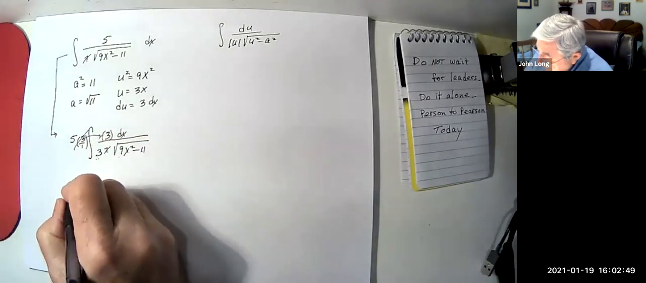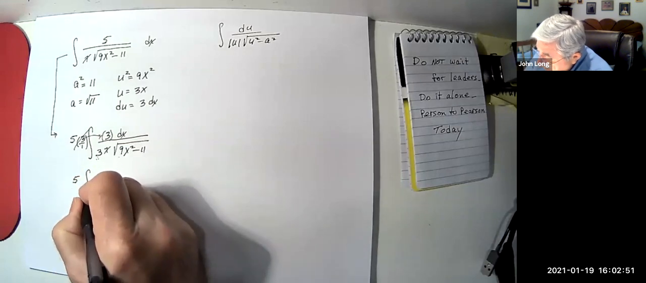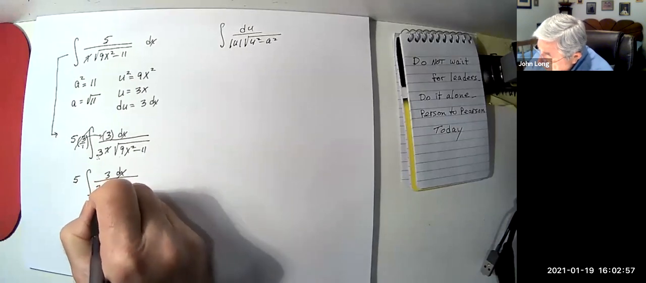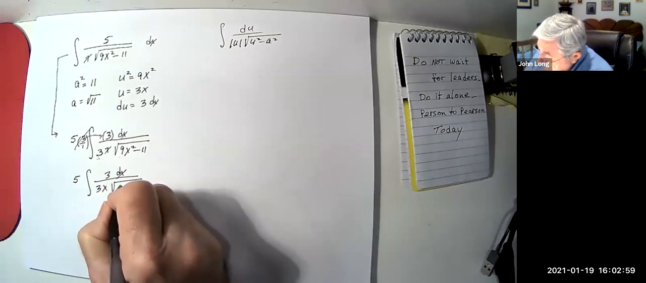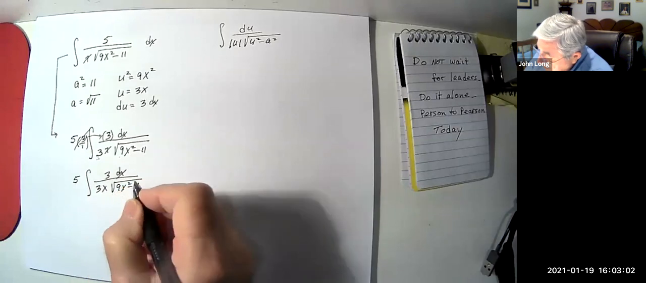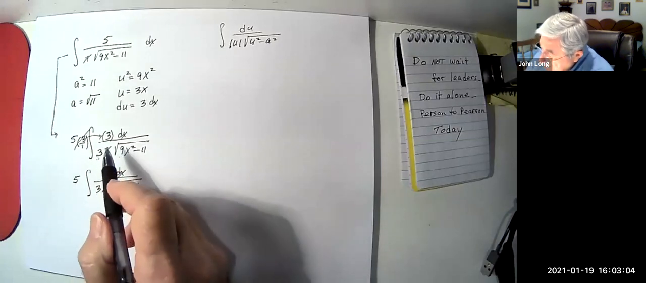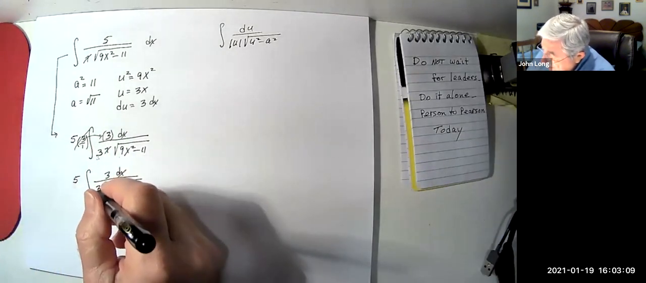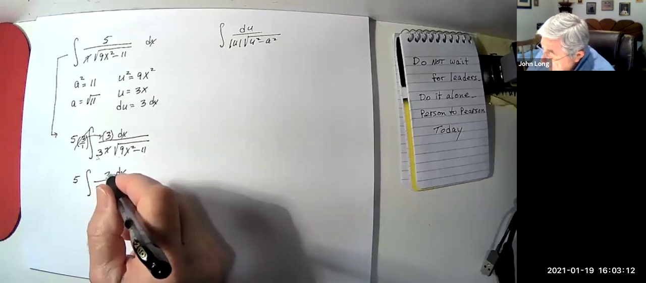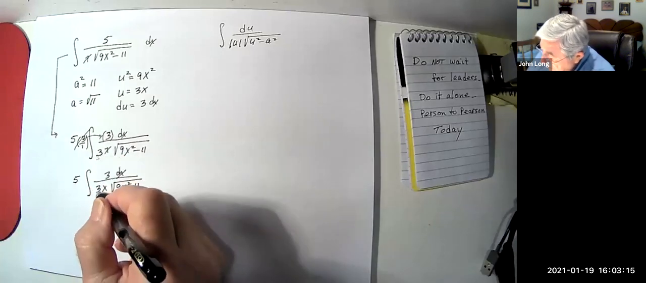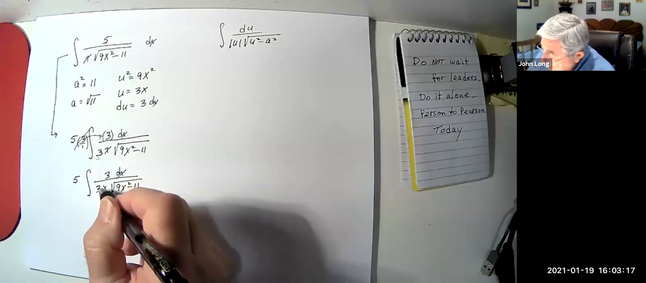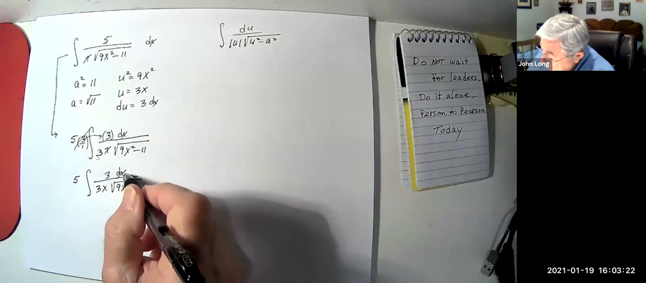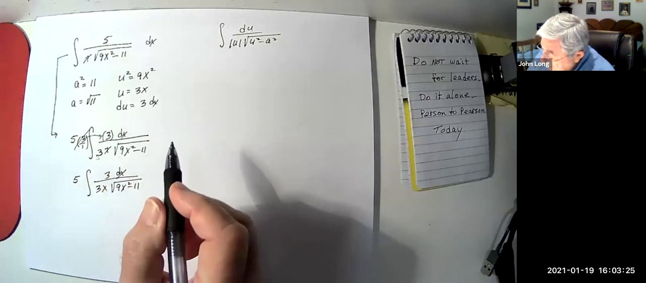Better. If I've confused you, I'll write it that way. This is 3dx over 3x square root 9x squared minus 11. So just like we used on that previous problem, we had to get an x up here and we put an extra x down here. This time we needed a 3 in both places, and so we put a 3 in both the numerator and denominator. That gave us our u on the outside of the radical and our du up here. And so the 5 we got out there.